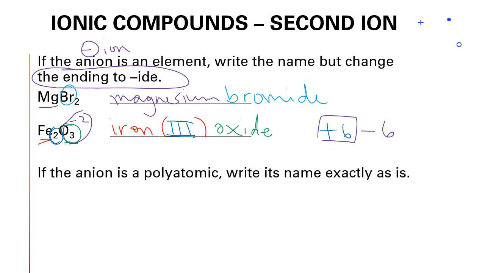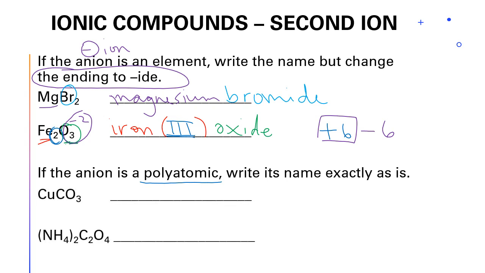If the anion is polyatomic, we're just going to get the name straight off that chart exactly as it is. I don't have to worry about Roman numerals or changing the ending. So Cu is copper. If we remember, copper is going to need a Roman numeral, so I'm just going to leave a space here for it and come back to it. Then I'm going to look at my polyatomic ion chart and see CO3 is carbonate.